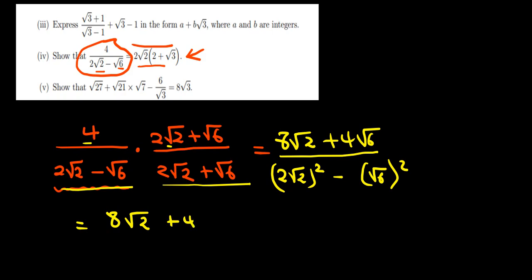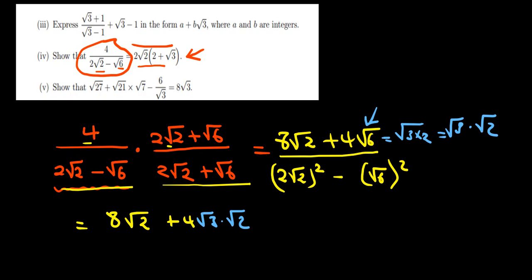Now this root of 6 here, I'm going to express it in terms of root of 3 and root of 2. We know that this root of 6 is the same as root of 3 multiplied by 2, which is the same as root of 3 multiplied by root of 2. So we are going to say 4 multiplied by root of 3 and then multiplied by root of 2. So this is the same as root of 6.